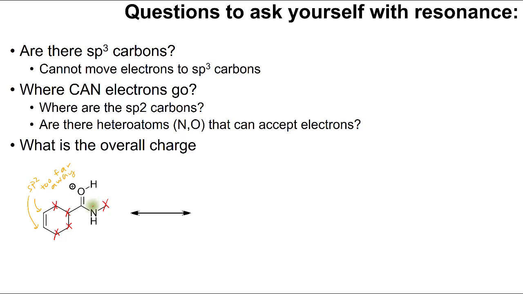So the resonance structure that I can draw here is that I can take the lone pair electrons from nitrogen, form a double bond between that nitrogen and that carbon, and those will go on to the oxygen.